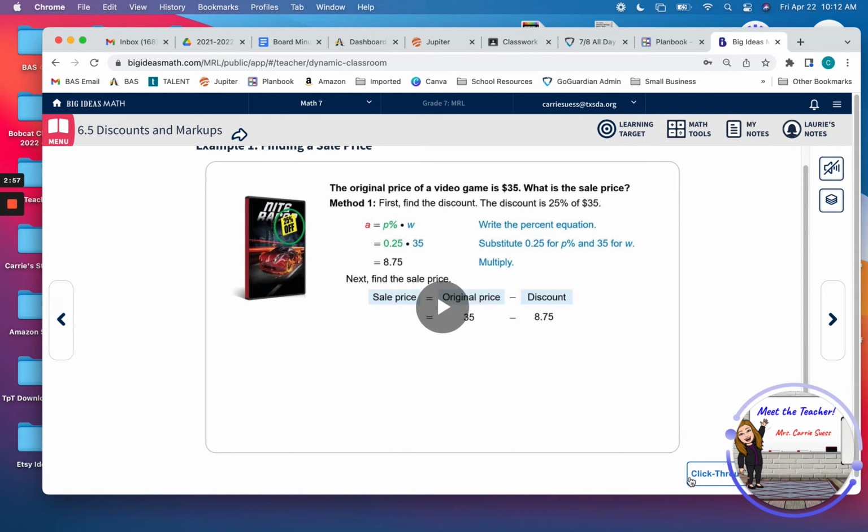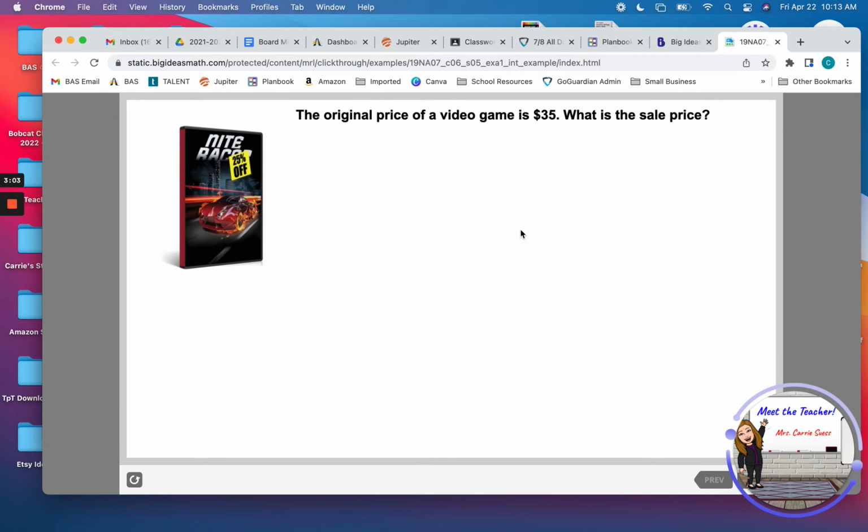So let's do example 1. Put this in your journals. So the original price of a video game is $35. What is the sale price? Now they showed you what percent off here we're doing, right? So how do we find the sales price? Your sales price is something, 35, minus. We do have to make that percent a decimal and multiply. Very good. We're going to multiply but then the part of the question, what is the sale price? So we're trying to find the new price.